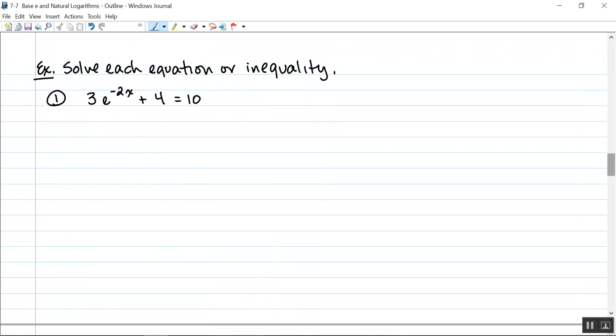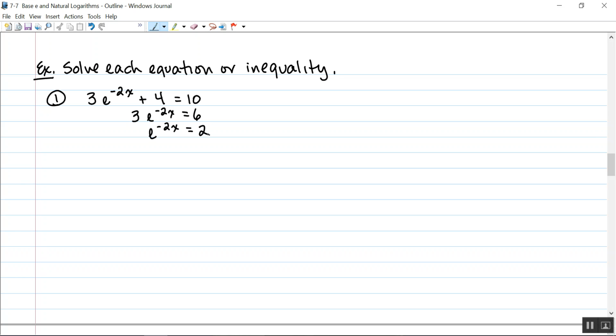So we have 3 times e raised to the power of negative 2x plus 4 equals 10. So I'm solving for x, so I'm trying to get x by itself. So the first thing I'll do is subtract 4 from each side. So that'll give me 3 times e to the negative 2x is equal to 6. And then I'll divide both sides by 3. That gives me e to the negative 2x equals 2.